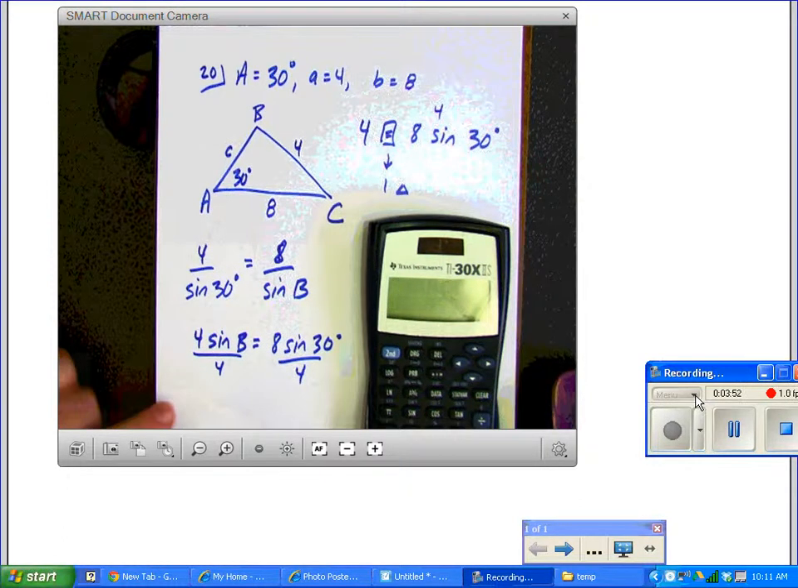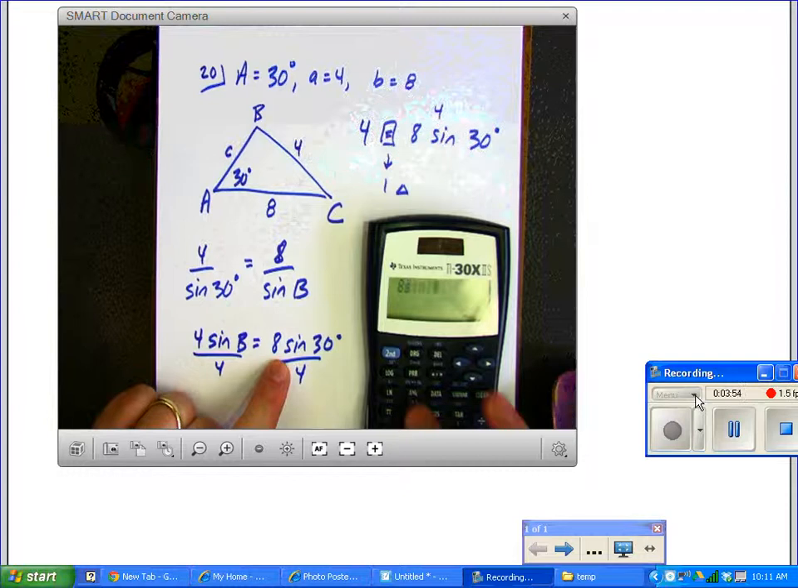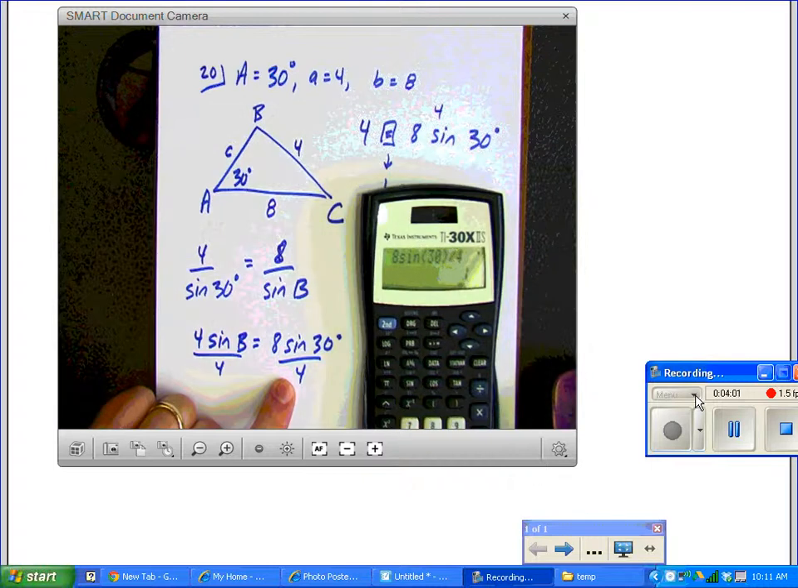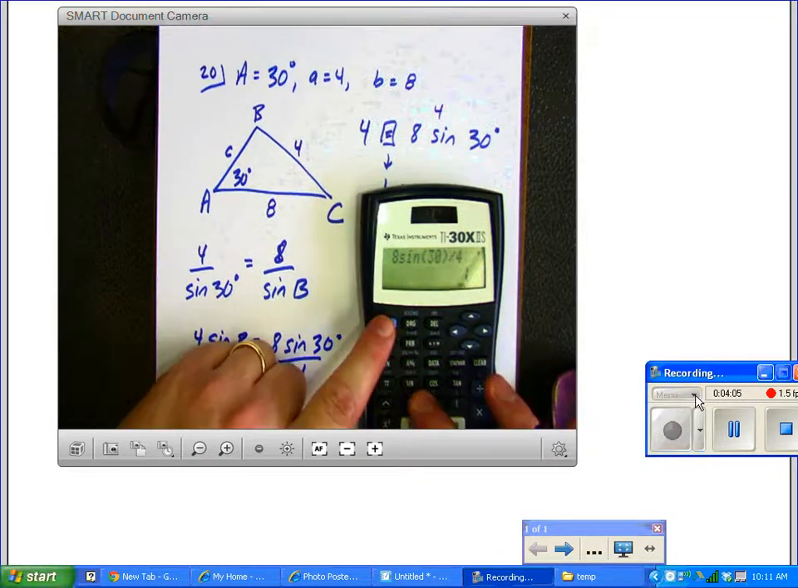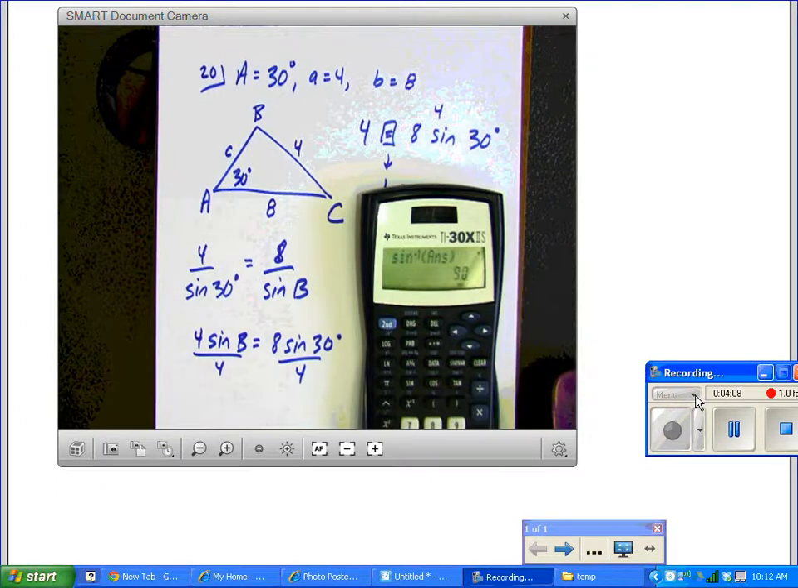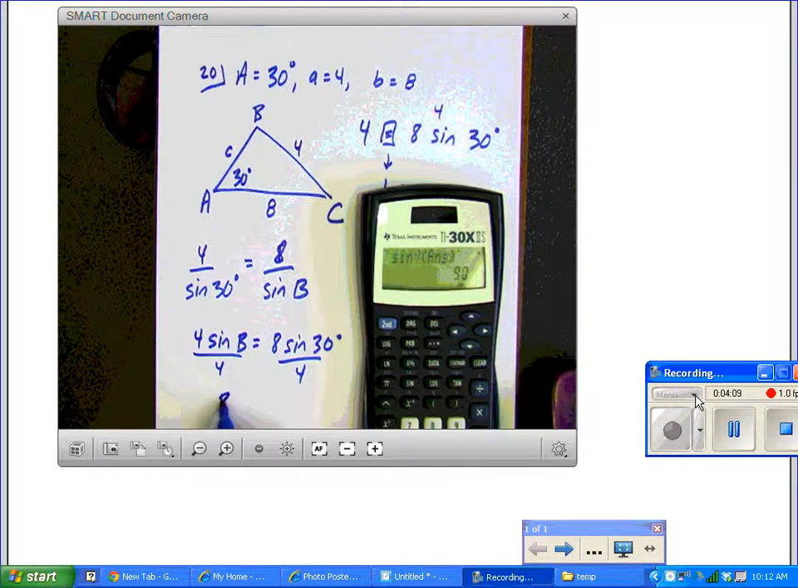So let me punch it: 8 sine 30, divided by 4. That's the sine of B, right? So let's find the inverse sine of that. 90.